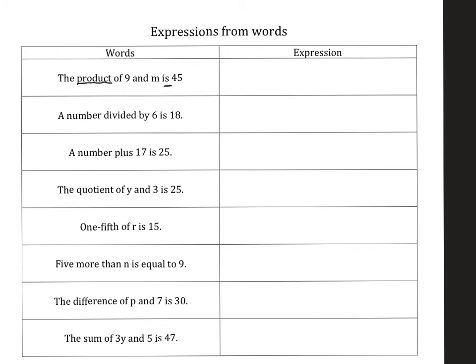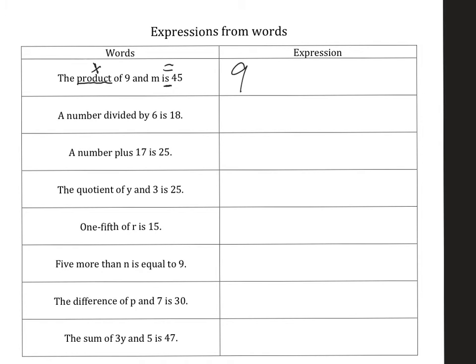Multiply. So this is saying the product, so we're going to write this is multiply. The multiplication of 9 and m is 45. What do you think is it? Like, what symbol does that mean? It's an equal sign. So I'm going to put an equal sign. Okay, so the product of 9 and m is 45.